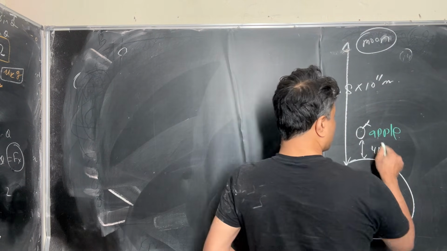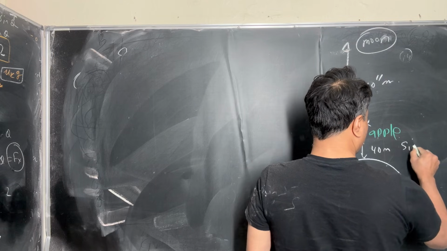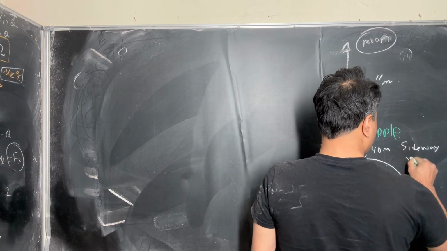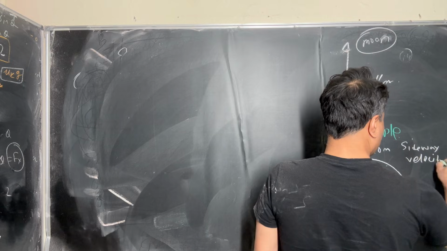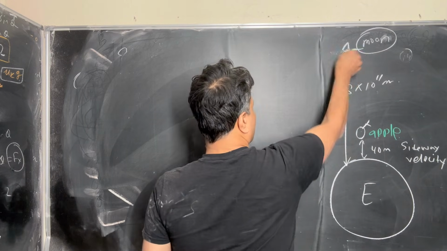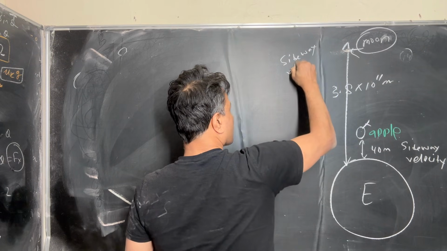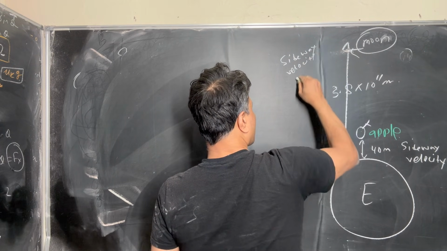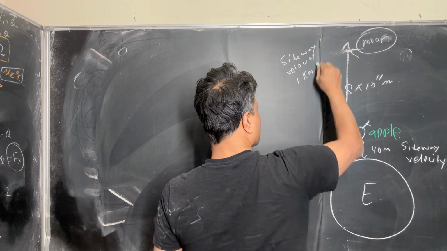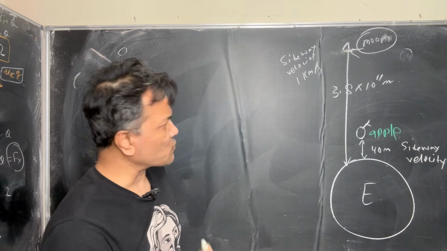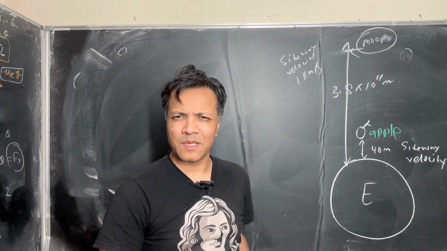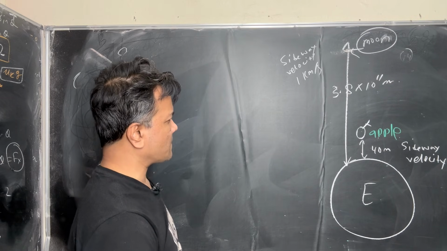It's because the apple doesn't have any sideway velocity. The moon has sideway velocity. In fact, the moon's sideway velocity is 1 kilometer per second. Where does the moon's sideway velocity come from? A Big Bang. During the Big Bang, it got its sideway velocity.